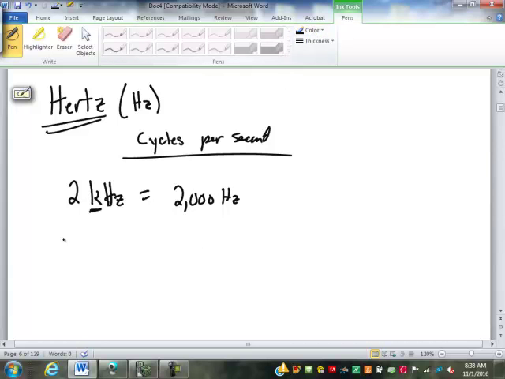Or here's one that Anthea should know about. 3.8, the capital M and then the Hz. What's the M stand for? Mega. So 3.8 megahertz. How many hertz is that? Do you remember what mega stands for? Mega is million.